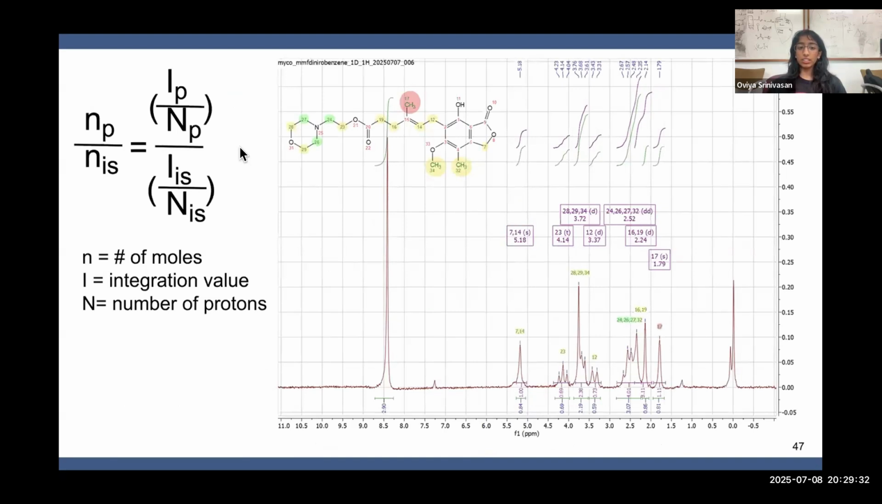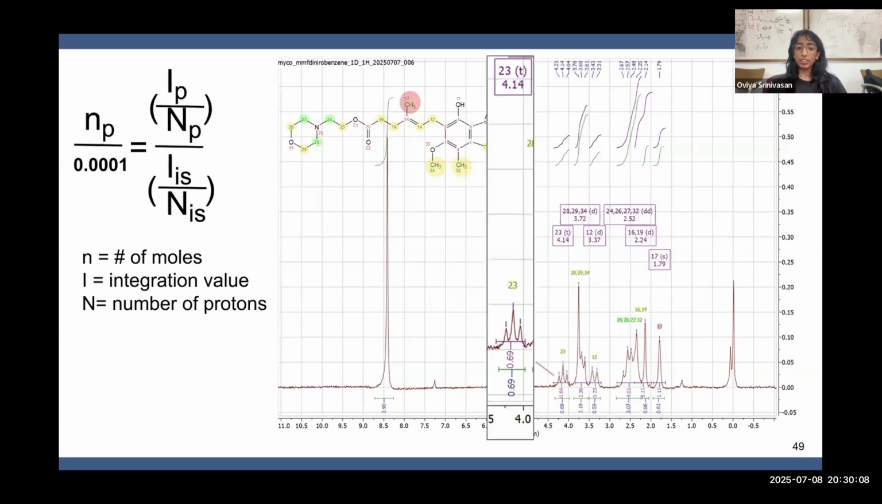On the left is our yield equation for calculating, where n is the number of moles, I is the integration value, and capital N is the number of protons. It's important to know how much internal standard you have, because this plays an important role in setting up the molar ratio in the equation. For this QNMR, we weighed out 17.4 milligrams of 1,4-dinitrobenzene, which is around 0.001 moles.